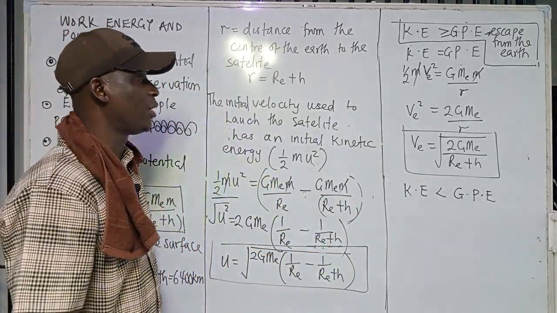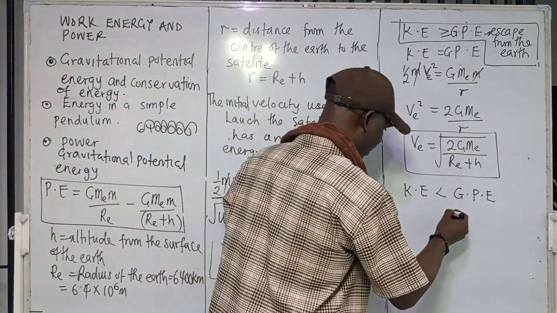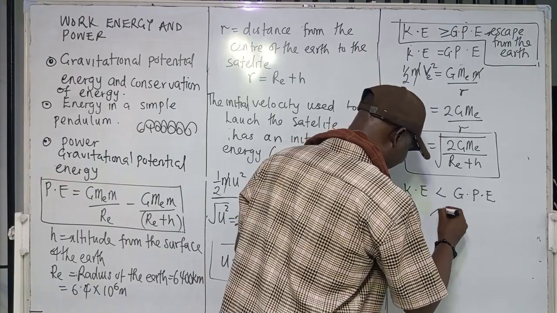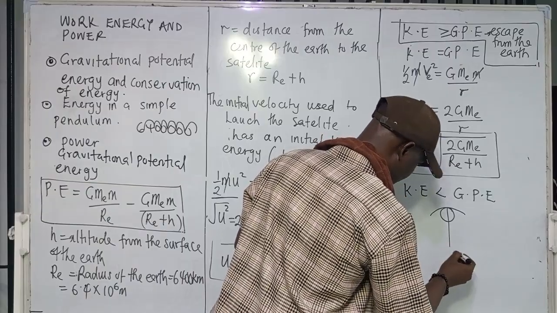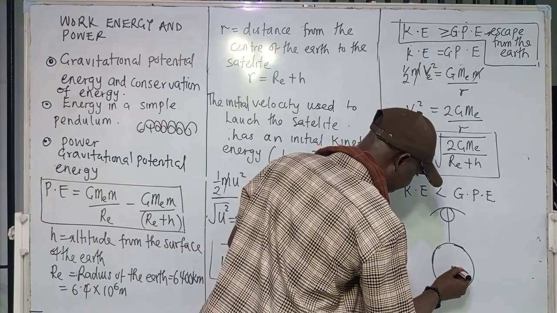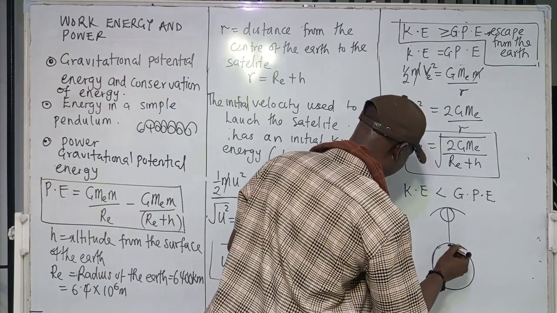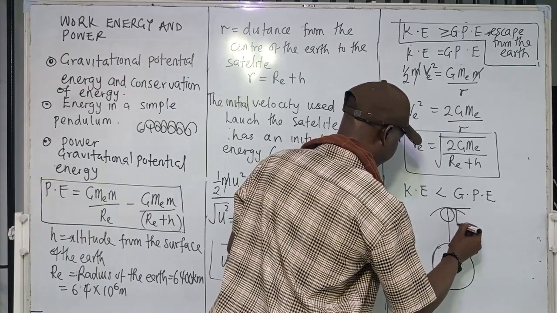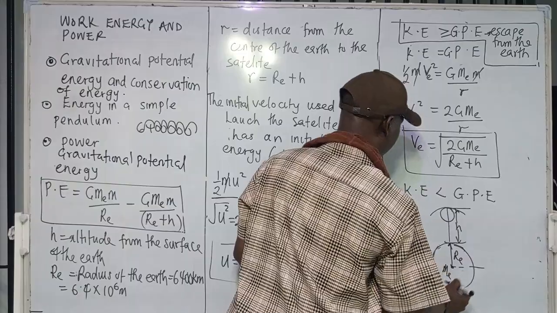Now, the next thing that I want to ask you is this. When you have launched it to that point, it's now there at that height. Look at the board. Look at the earth here. This is RE, the radius of the earth, from here to here. This is H from here to here. This is the surface of the earth, and this is the center of the earth.